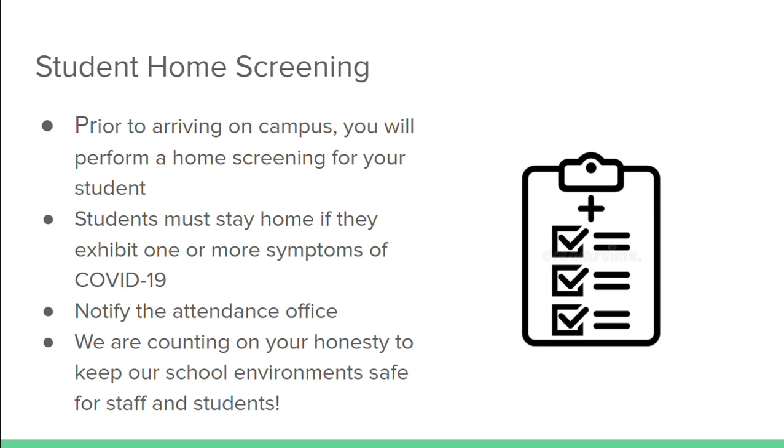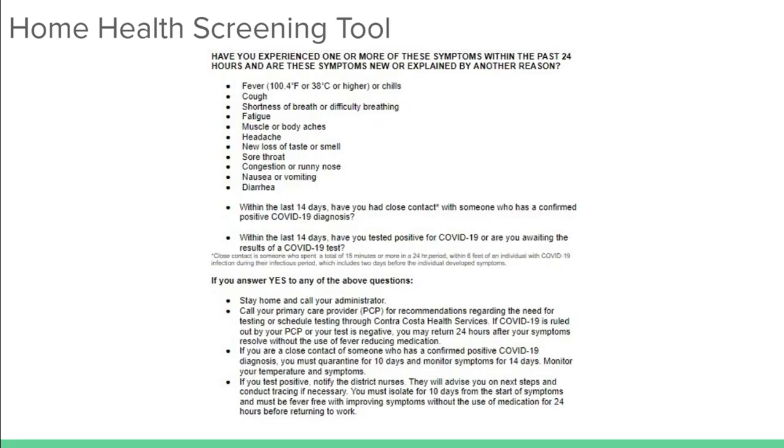The student home screening tool. So prior to arriving onto campus, you will perform a home screening for your student, and students must stay home if they exhibit one or more symptoms of COVID-19. This home screening tool is not submitted anywhere. It is just something that you look over prior to bringing your child to campus. You should notify the attendance office that your student is not coming to school, and we are counting on your honesty to keep our school environment safe for staff and students. So it's really important that if your student is exhibiting one or more symptoms of COVID, to make sure that they stay home.